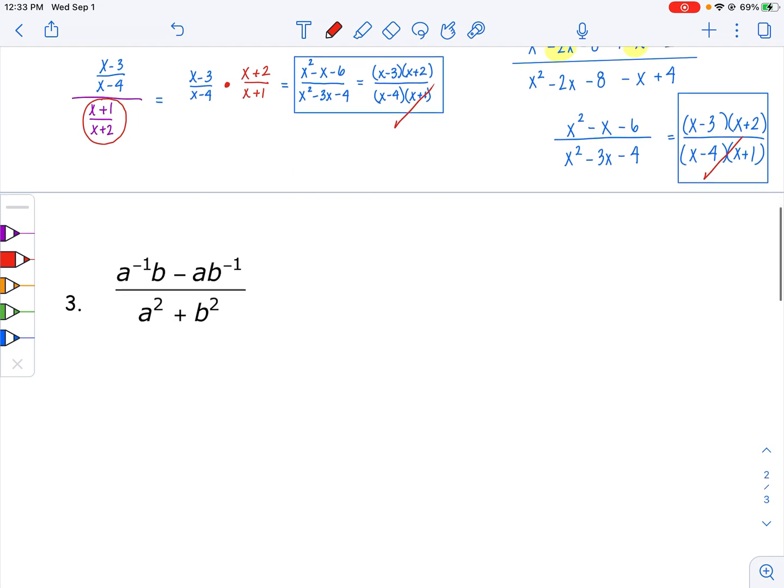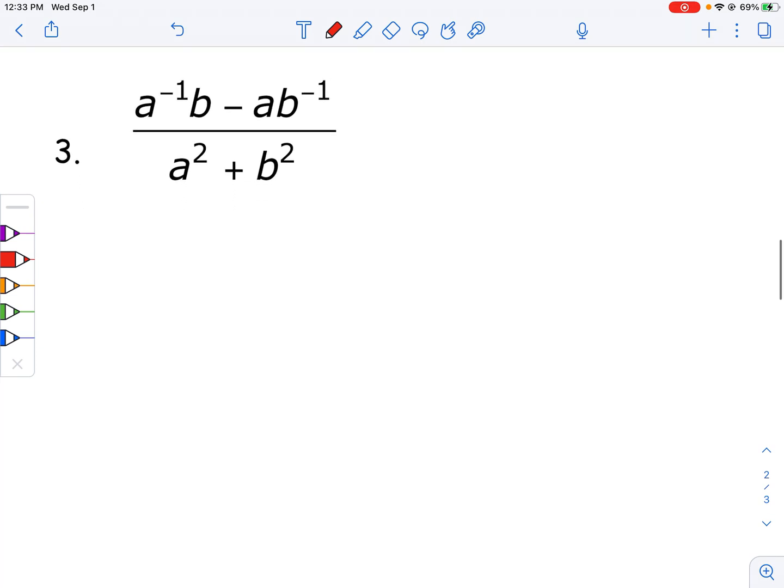If I have a problem like number 3, first thing you want to do is you can't have negative exponents. So let's simplify that. Right off the bat, I'm going to have b over a minus a over b. These negative exponents I put in their own denominator. All over a squared plus b squared.